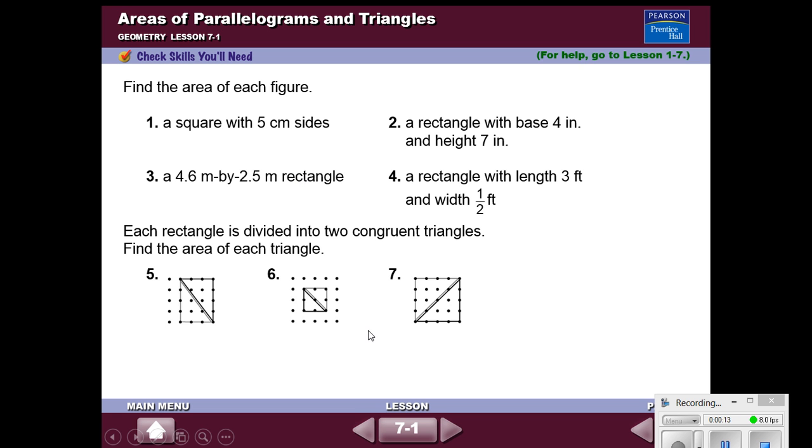Okay, a few elementary formulas. I don't think you should have any problem remembering. Square, the area is the side squared. Rectangle is the length times the width. The triangle is half the height times the base.